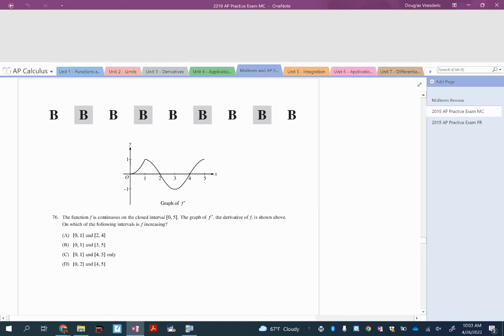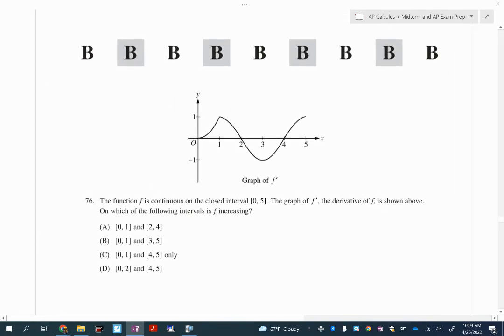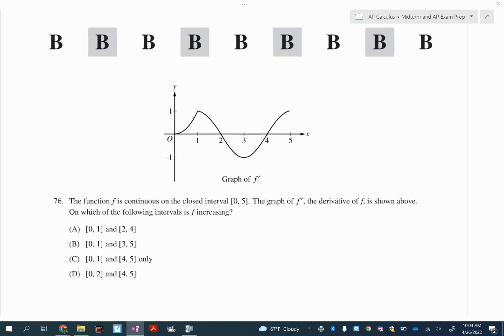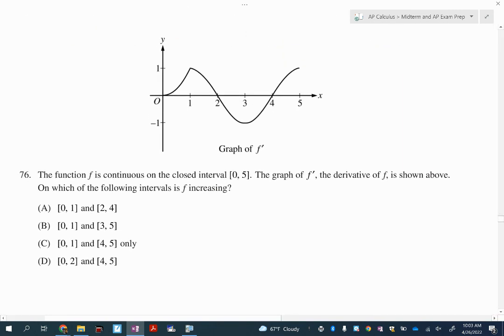Of the AP Calc practice test, you'll notice that in these questions, we are going to be allowed to use our calculators if we need to.